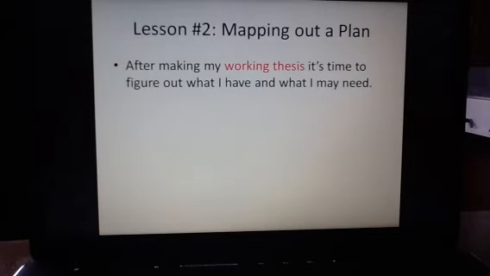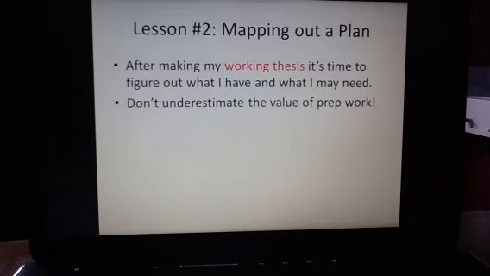Okay, so we've made that working thesis, and we are going to figure out, do we need more information? Do we have enough? My second point here is don't underestimate the value of this. I really truthfully believe this will save you a lot of time and frustration and stress in the writing process if you do these pre-writing activities. Overall it saves you time. Even though it feels like you're doing extra steps, on the back end, when you are actually in the writing process, it'll be so much more smooth in terms of how you are able to spit out your paper.